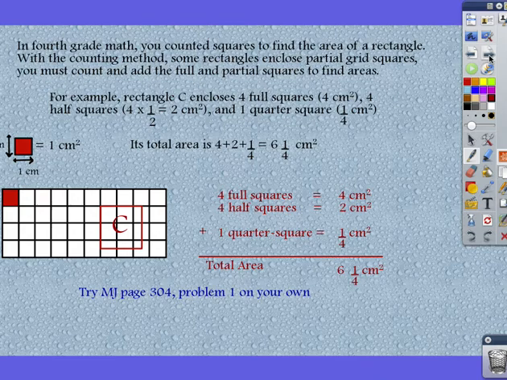When you were in 4th grade, you found area by counting the squares. You counted all the squares to find the rectangle. With the counting method, some rectangles enclose the partial grid squares. You must add the full and partial squares of the area.